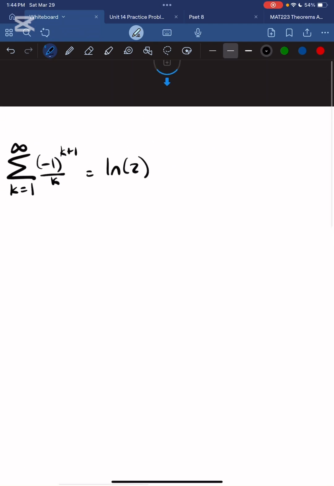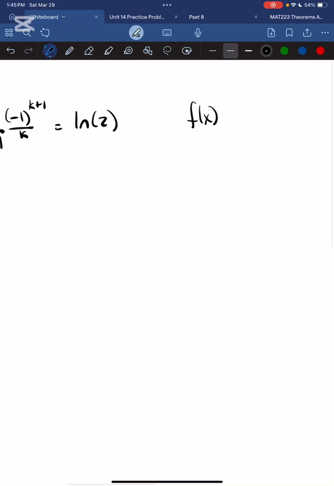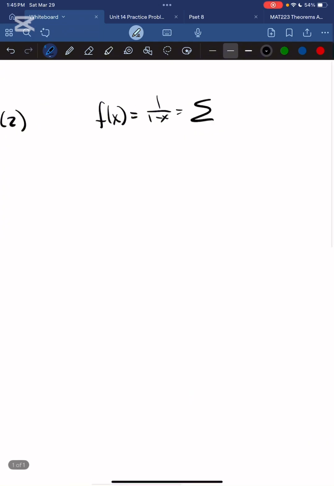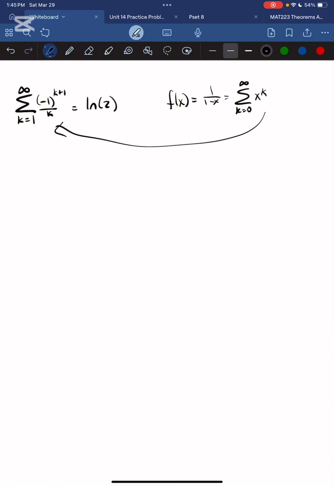Here's a hint to start. Define f at x like we always have as the geometric series, the sum from k equals 0 to infinity of negative x to the k. And then see if this can lead anywhere. Right? How can you get this closer to this? And I'll go through the steps. It's not very intuitive, but it's a very cool application.